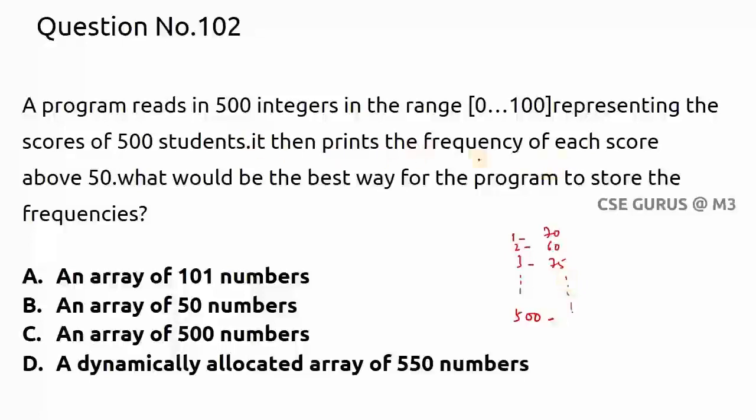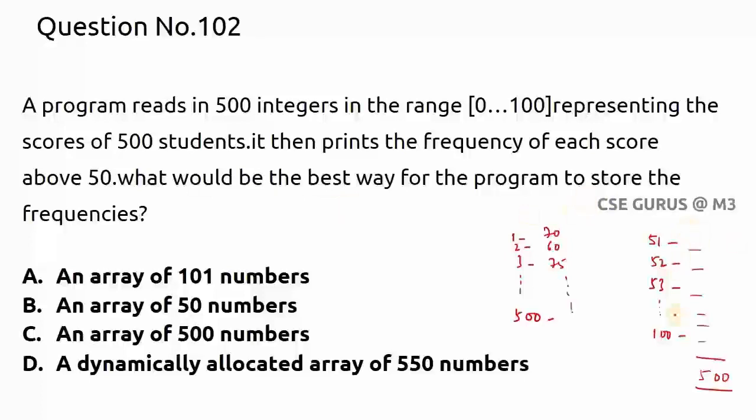Now it is asking that it then prints the frequency of each score above 50. Here in these marks, I want to store how many students got above 50, that means how many students got 51, how many got 52, how many got 53, like this up to how many students got 100. Anyway, the range is 0 to 100, but I want to store only above 50. So here it is asking what would be the best way for this program to store the frequencies.